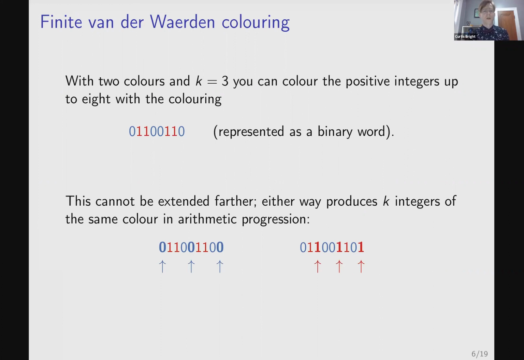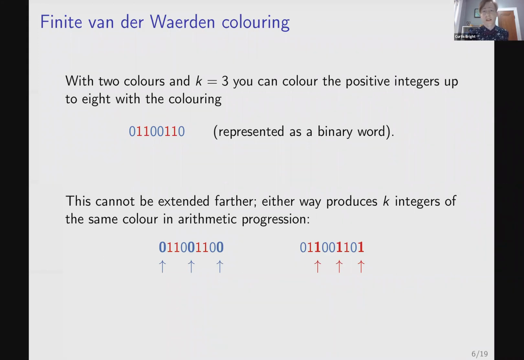Here's just a short example of that. Let's say we have 2 colors and we fix k equals 3. In this case, we can color the positive integers from 1 to 8, as shown here. So this would be blue, red, red, blue, blue, red, red, blue, as a 0, 1 word right here.